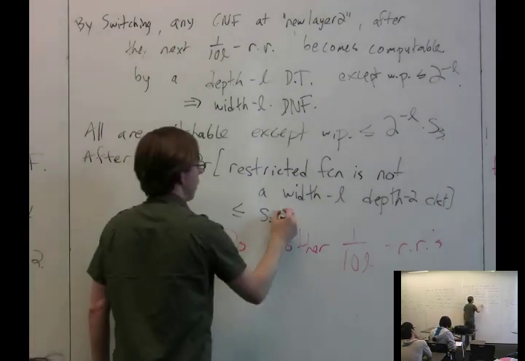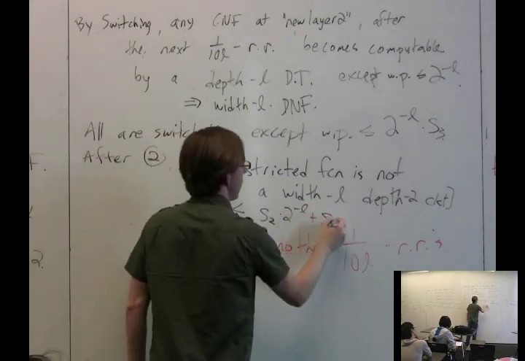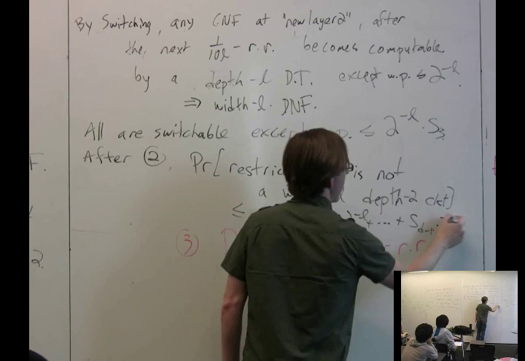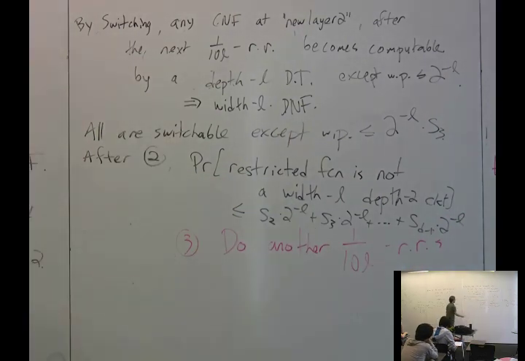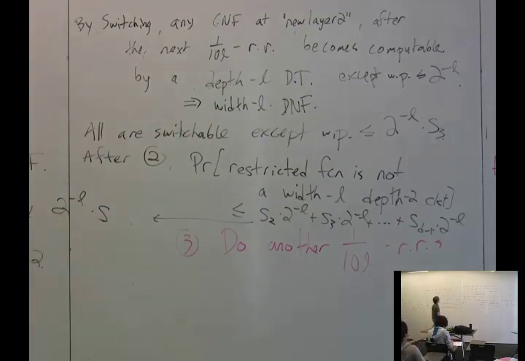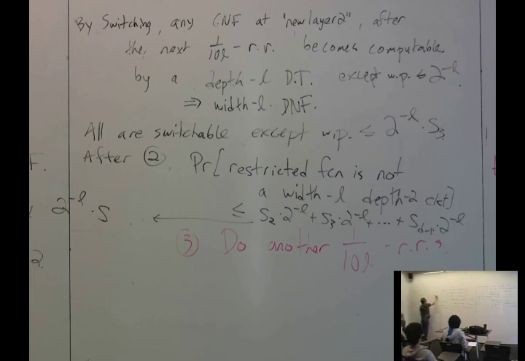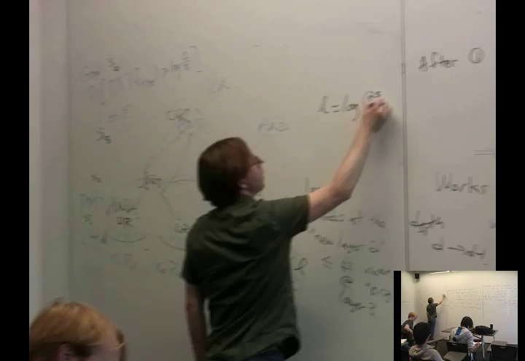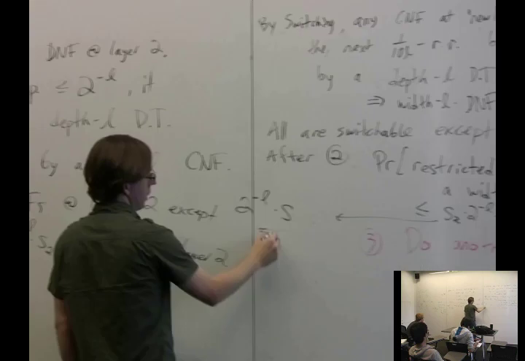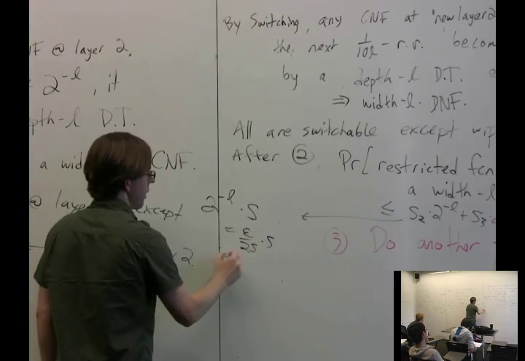S2 times 2 to the minus L plus S3 times 2 to the minus L plus dot dot dot plus S d minus 1 times 2 to the minus L. Okay, so I'm always getting 2 to the minus L. And I get the sum of all of the sizes of the layers, so that's at most S. Okay, and L is probably no longer up here, but if you recall, L was log 2s over epsilon. So this is epsilon over 2s times s, so that's epsilon over 2.